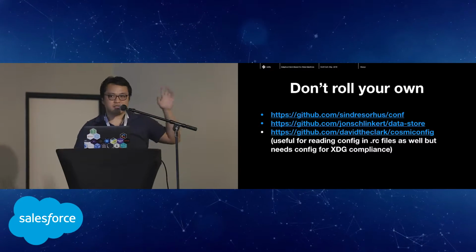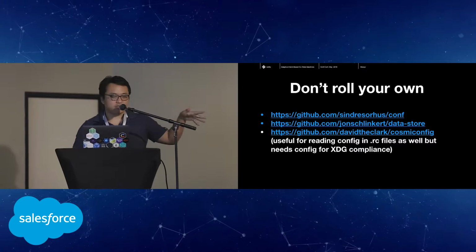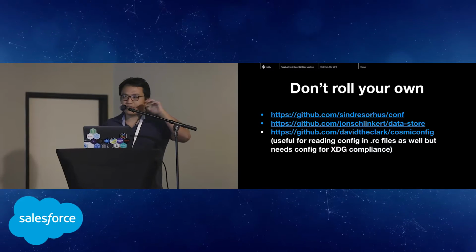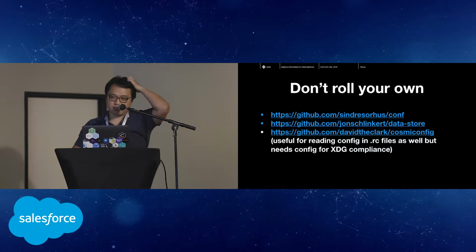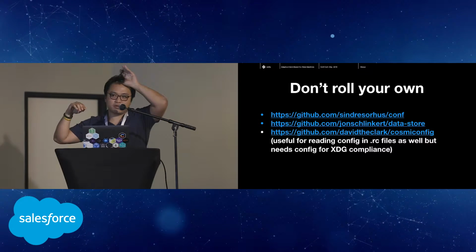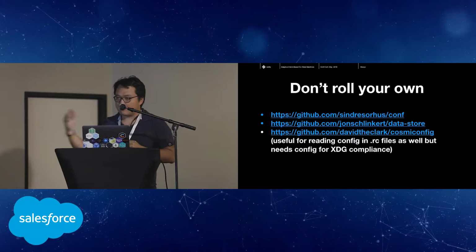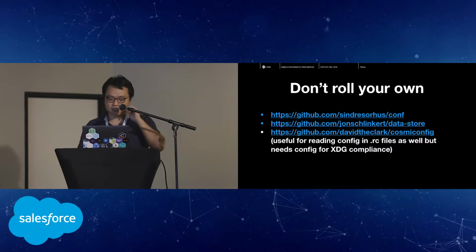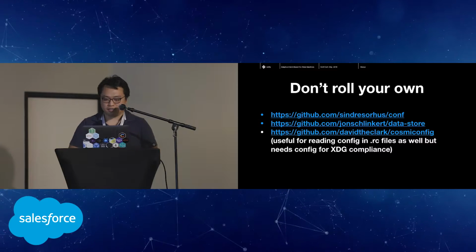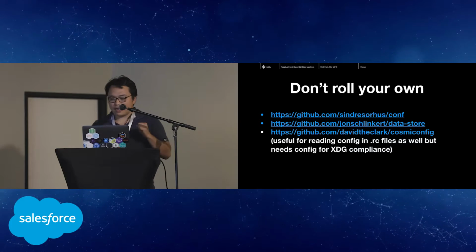So basically, don't roll your own storage. Use Sindre Sorhus's conf library. John Slinkert's data store is also really good. Cosmic config. Some of you here already use it. This is a different thing. This is not for mutable storage. This is more for reading user supplied configuration, and it traverses up the files just like Jest and Yarn and I don't know what else in the Node ecosystem.